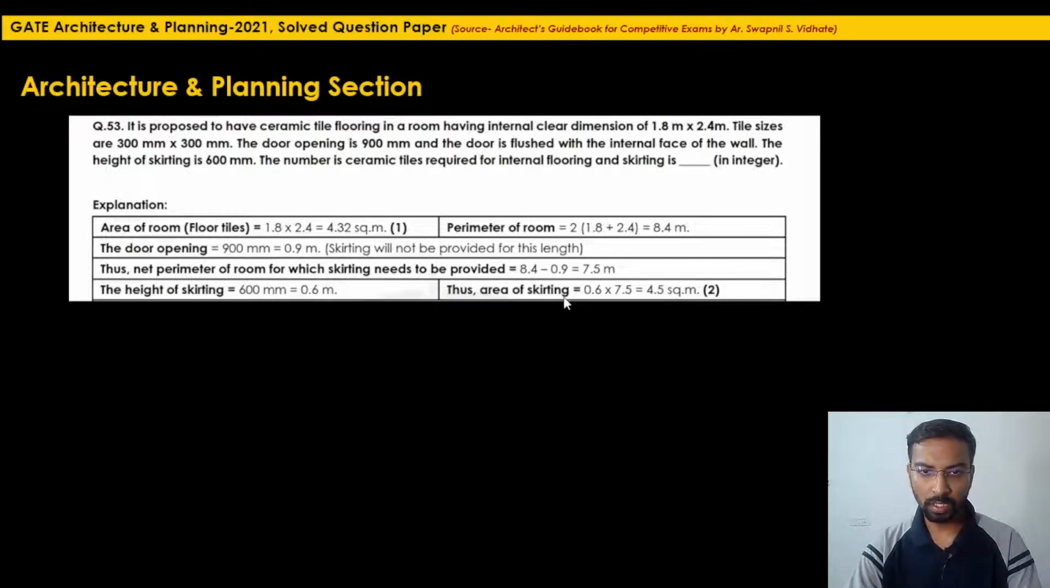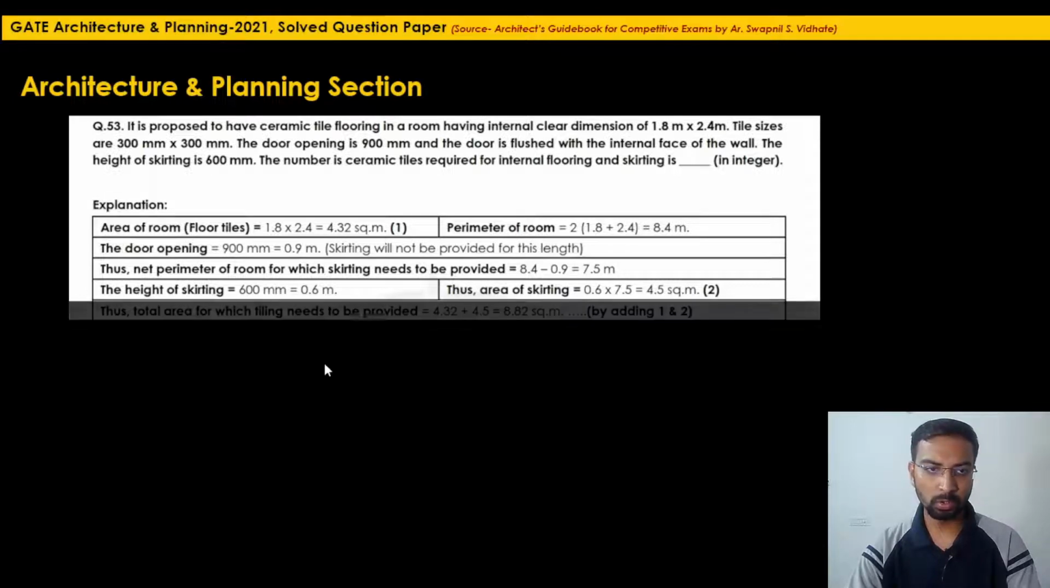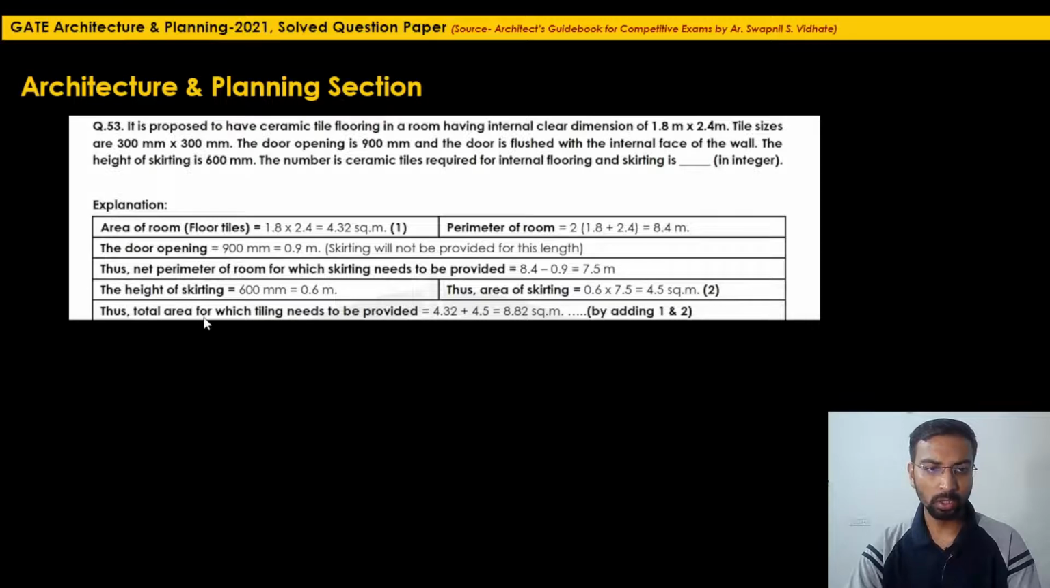So the area of skirting will be this running length into the height of skirting, which will be 0.6 into 7.5, which will be 4.5 square meter. So 4.5 square meter of tiles will be required for the skirting only, and for the flooring we will require 4.32 square meter. So simply we will do the addition. The total area for which tiling needs to be provided will be this 4.32, that means floor tiles, plus skirting tiles, which will be 4.5. So the addition is 8.82 square meter. We have just added 1 and 2 here.